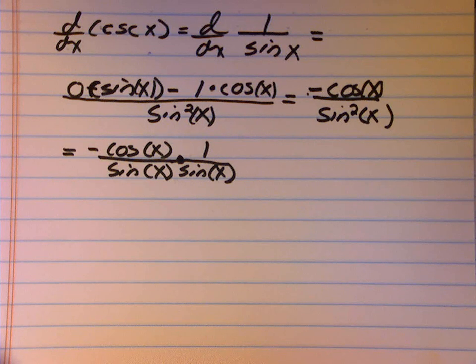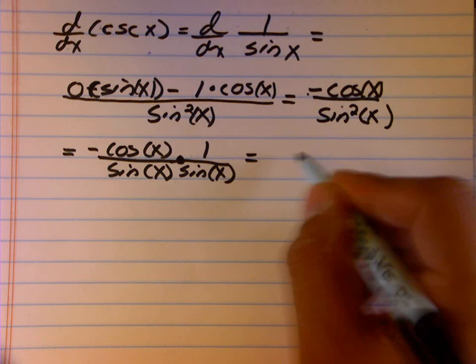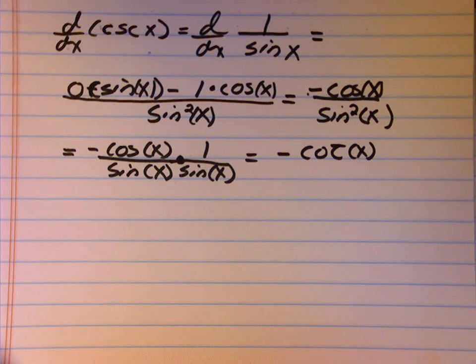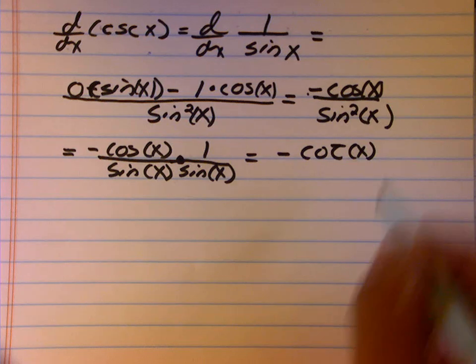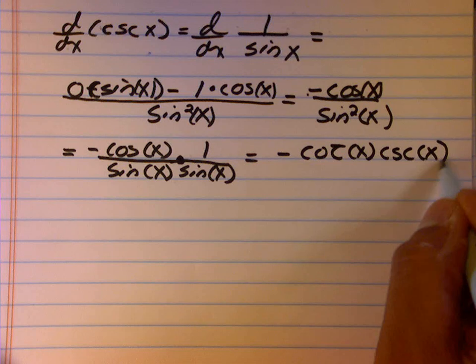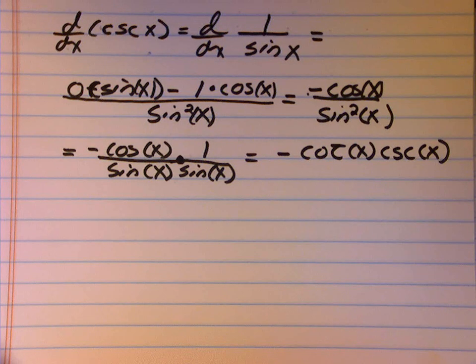Cosine of x over sine of x is cotangent. And 1 over sine is cosecant. Leaving me with the result that the derivative of the cosecant of x equals negative cotangent of x times cosecant of x.